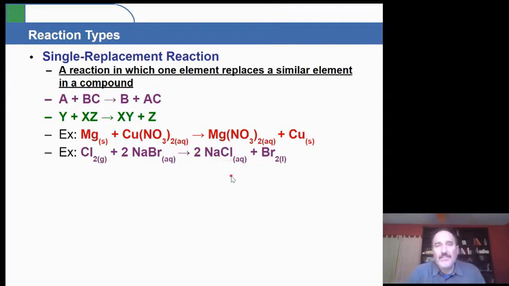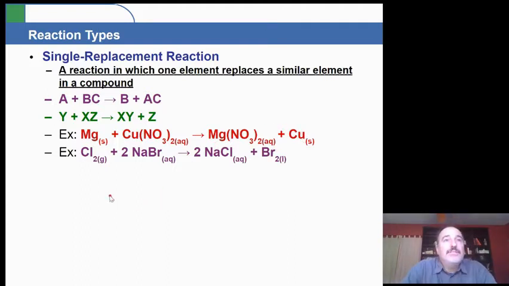Now, there's the question: how can you tell if element A will replace element B, or how do you know element Y is going to replace element Z? Does it always replace it? And the answer is no, because if you look over here, these guys are together. Why doesn't copper just turn around and replace magnesium?